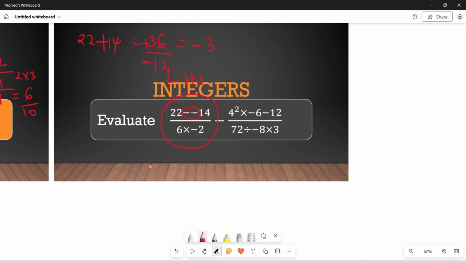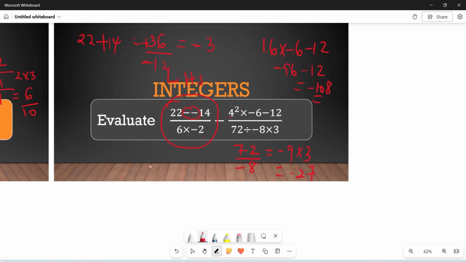Now the right hand side, we need to follow BODMAS. First of all, we square this. 4 squared is 16, and then we have times negative 6 minus 12. 16 times negative 6 is negative 96, and then subtract 12, which gives negative 108. That's the numerator. For the denominator, 72 divided by negative 8 is negative 9, and therefore negative 9 times 3 is negative 27.